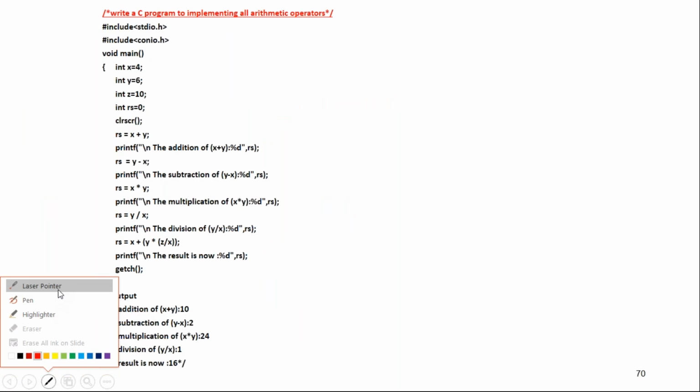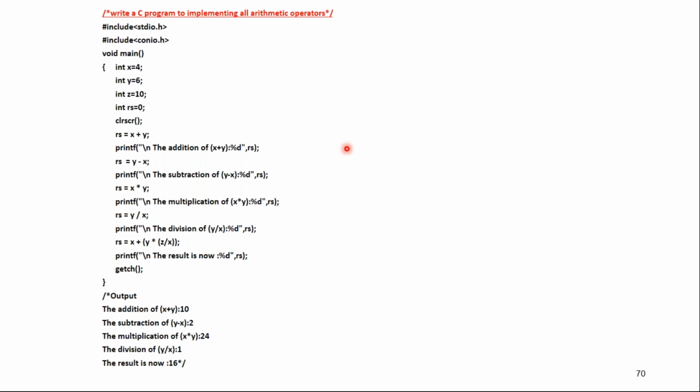We have seen all these programs the day before yesterday. We have already discussed these programs and seen the demo also. We are declaring x, y, z, and rs variables, and we are passing some values to x, y, and z. What we are doing here is adding x and y and moving the result to rs. Rs is simply a result. Just for our understanding, we have written the variable as rs.